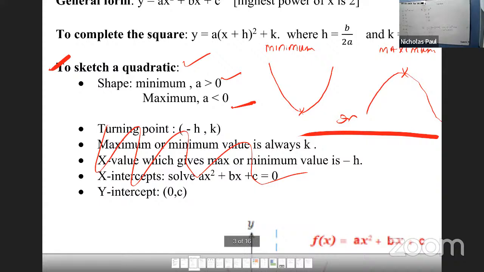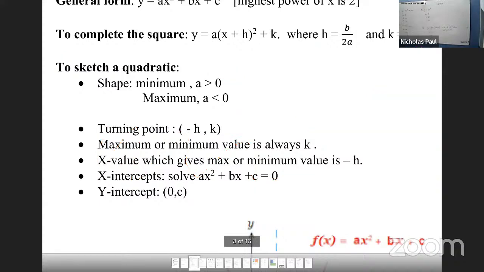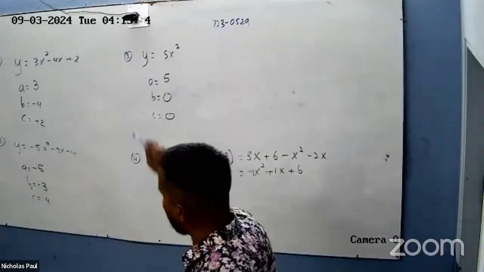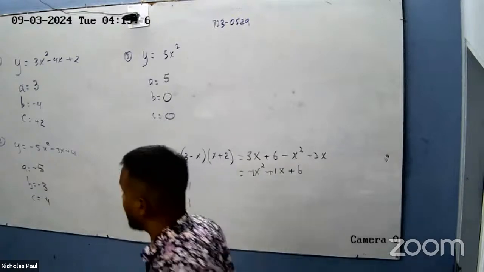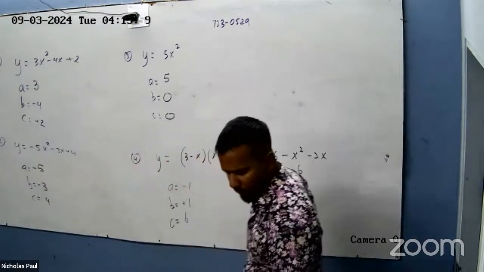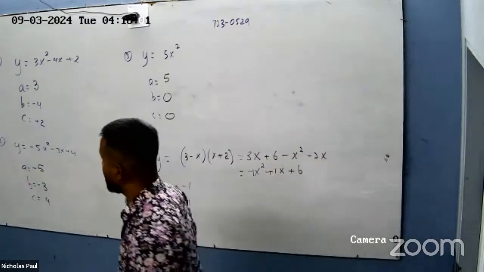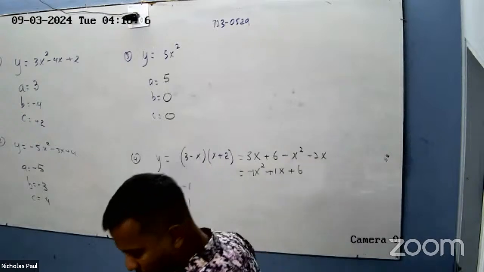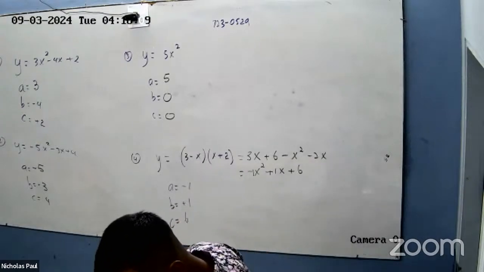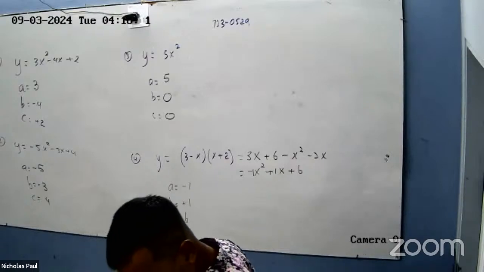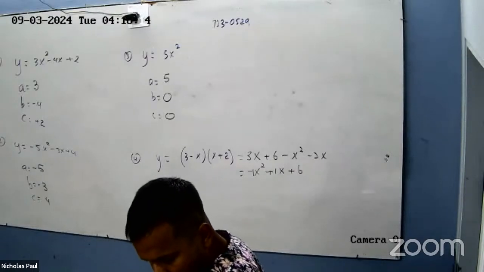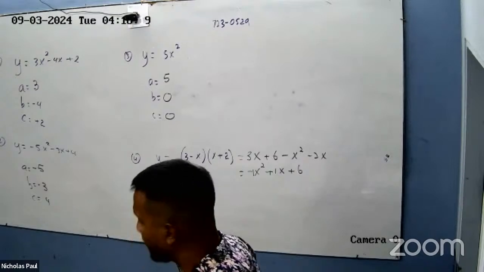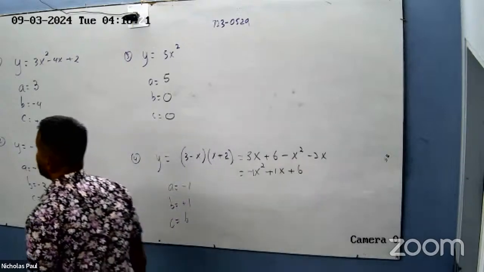Okay, right, nice. Before we go to completing the square, let's go back to our examples there. Do me a favor and write min or max for each one. Don't do any shape or anything. Just write if it's min or max for each example.